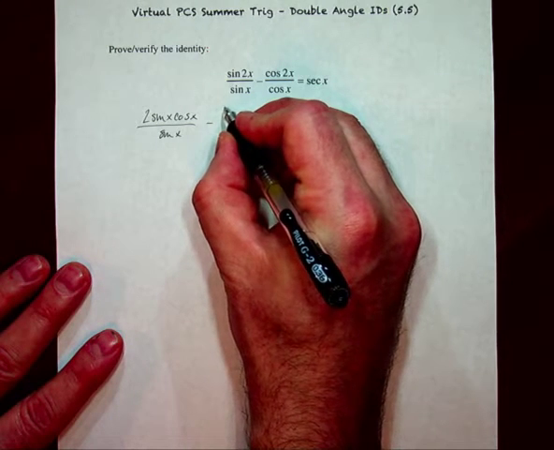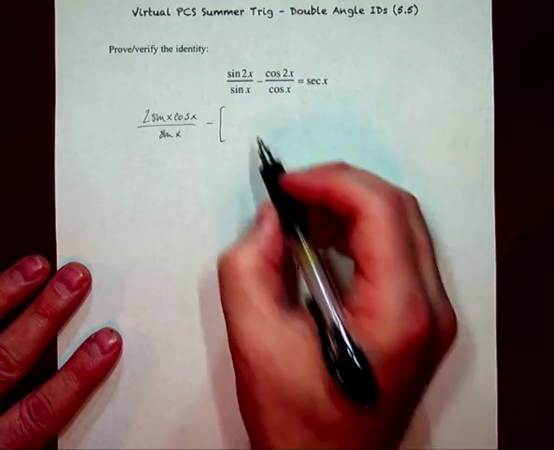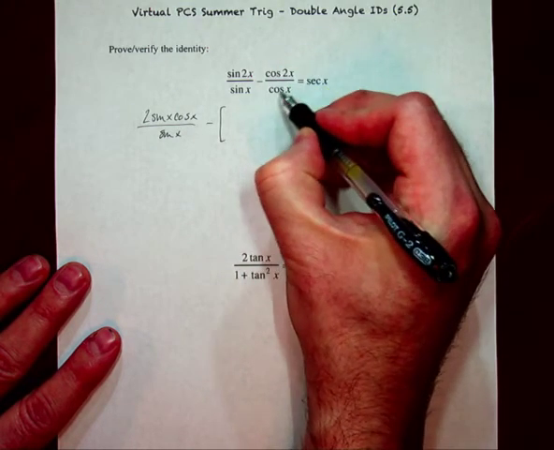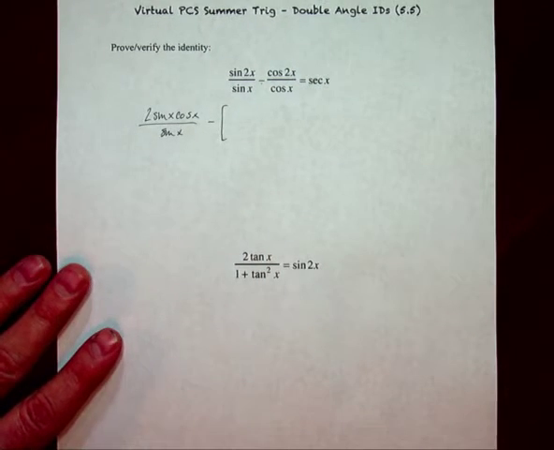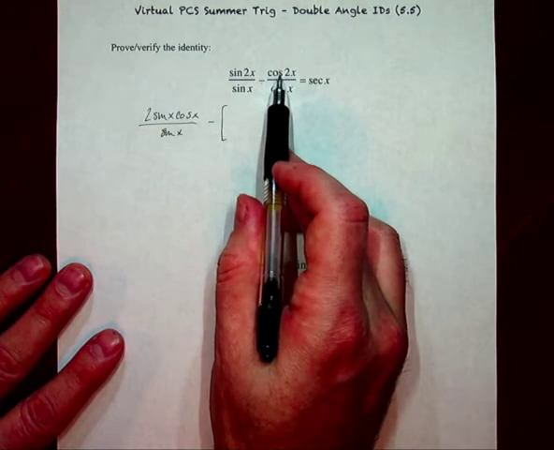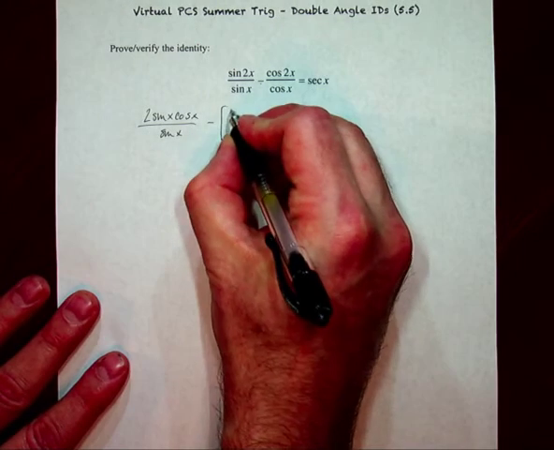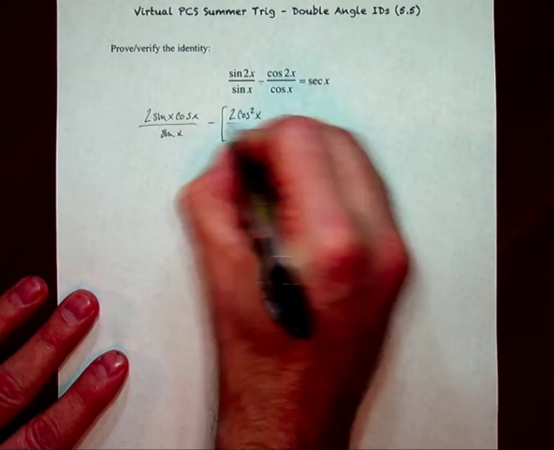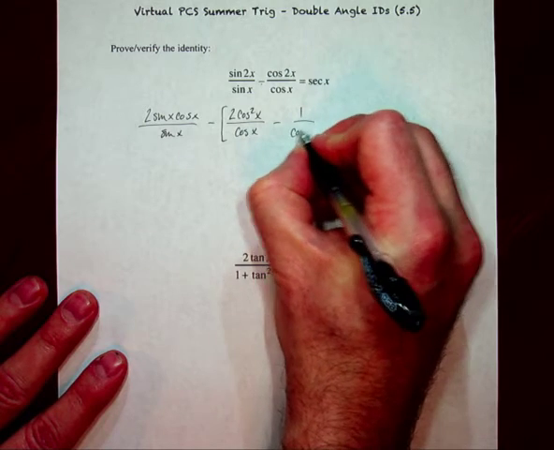But the hard part about this is I need to put brackets here. Because if this turns into two terms by means of identity, this negative needs to be distributed across it, largely because that numerator and that denominator are implied parentheses. And so I have 2 cosine squared x over cosine x minus 1 over cosine x.